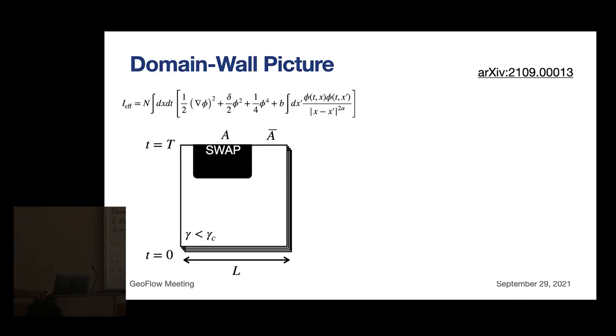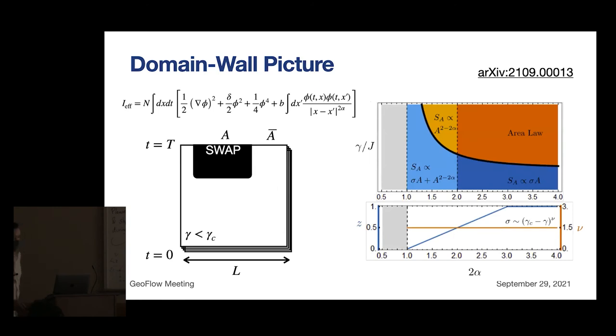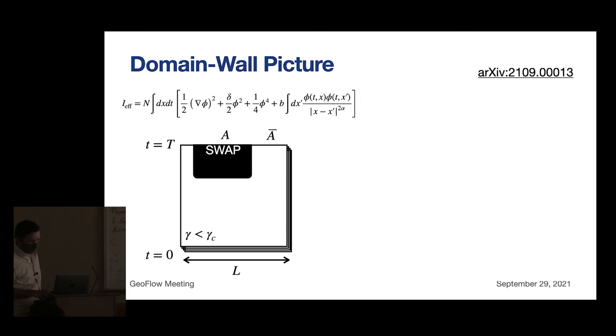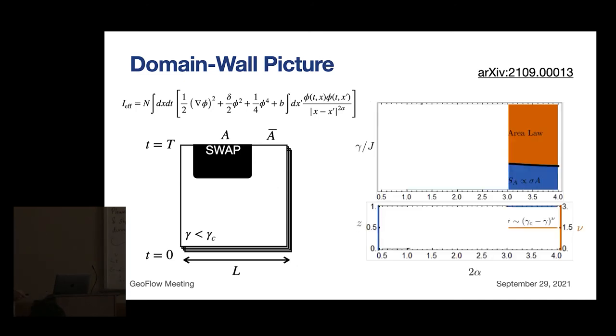So let me just walk you through the resulting phase diagram that we get based on that picture. So first of all, let me just orient you here. This axis is going to be the measurement rate. Here, this is high measurements that destroy entanglement. Down here is low measurements where we have volume law. Here on the x-axis, I'm going to be plotting this power law exponent alpha. So over here is going to be nearest neighbor interactions, and over here is going to be tuning closer and closer to this long range interacting limit.